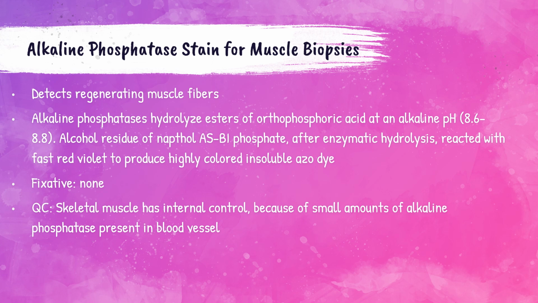This is the alkaline phosphatase stain for muscle biopsies. This detects regenerating muscle fibers. Alkaline phosphatase hydrolyzes esters of orthophosphoric acid at an alkaline pH, approximately 8.6 to 8.8. The alcohol residue of the naphthyl ASBI phosphate after enzymatic hydrolysis is reacted with fast red violet to produce a highly colored insoluble azo dye. No fixative is used here, and skeletal muscle has an internal control. This is because alkaline phosphatase is present in small amounts within the blood vessels.